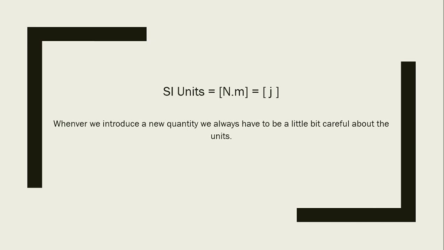Now whenever we introduce a new quantity, we always have to be a little bit careful about the units. Since work is the product of force and distance, then our SI units for work are the units of force, which are newtons, times the unit of distance, meter, and we call this a joule. So 1 joule is equal to 1 newton meter.